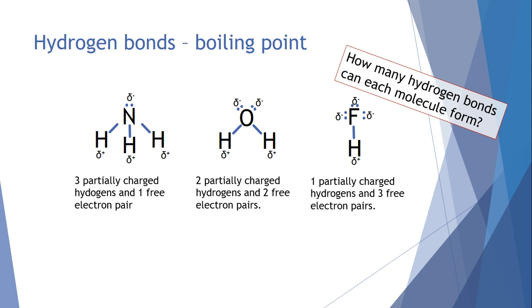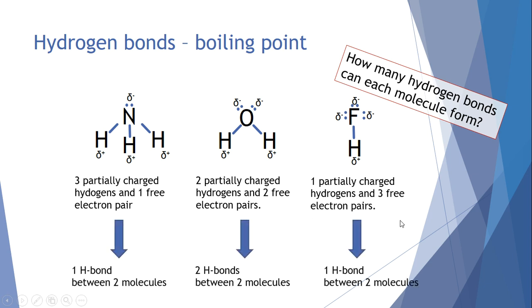Well, in the case of ammonia, we have 3 partially charged hydrogens and 1 free electron pair. In oxygen, we have 2 partially charged hydrogens and 2 free electron pairs. And in hydrogen fluoride, we have 1 partially charged hydrogen and 3 electron pairs that are free. This means that if we're going to compare ammonia molecules and look at how they interact with each other, we can only form 1 bond between 2 molecules, right? Because we can have one hydrogen being attracted to the free electrons here.